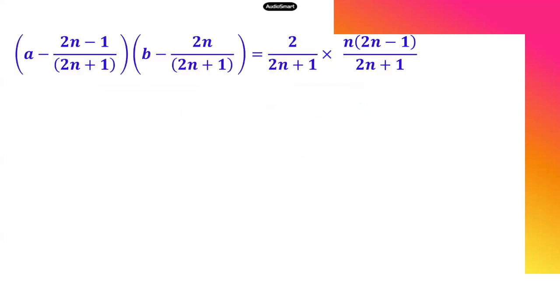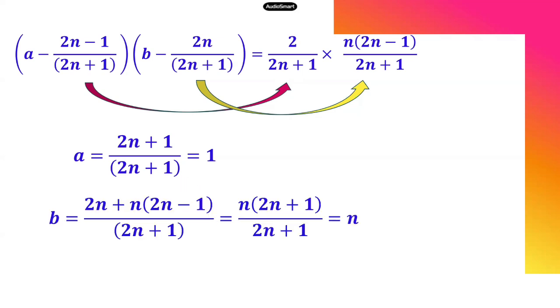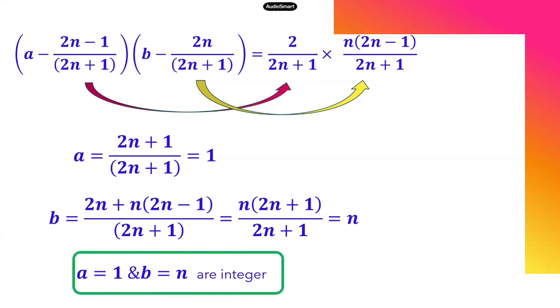Okay, so let's move to the second set. In the second set, we have this set. The right hand side can be written as these two factors, and take the first one with first, second one with second, and then we compare it. If you solve and simplify it, this plus this, you will get (2n plus 1) over (2n plus 1), a equal 1. Same way, you will get b is equal n. So a equal 1 and b equal n are integer. So therefore, this is one of the solutions of this equation: a is equal 1 and b equal n.